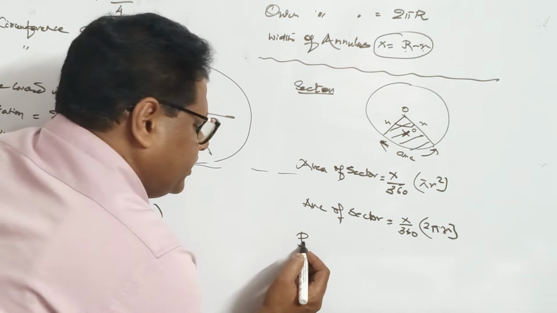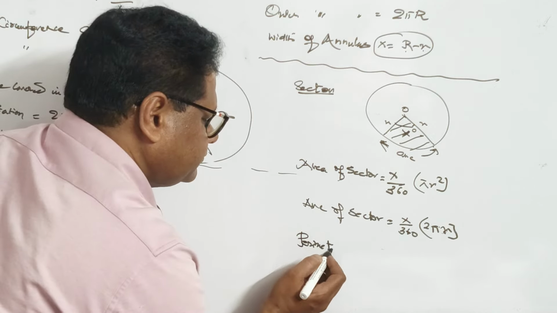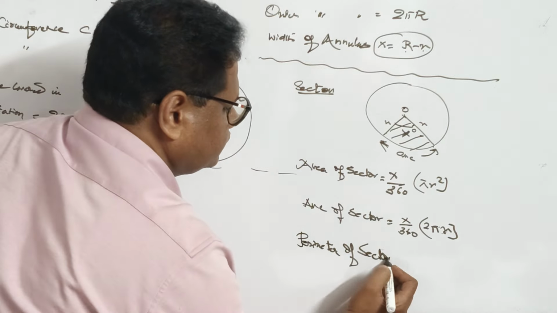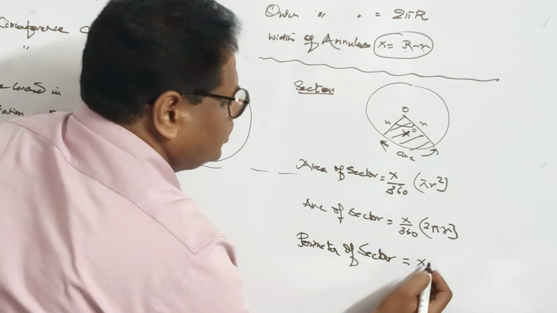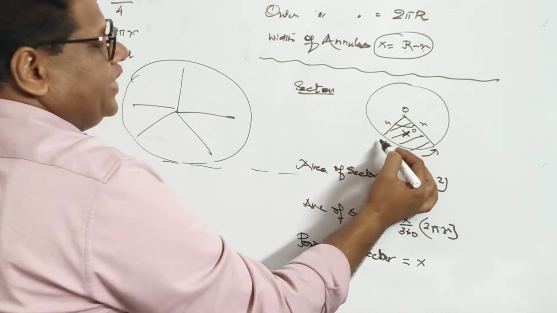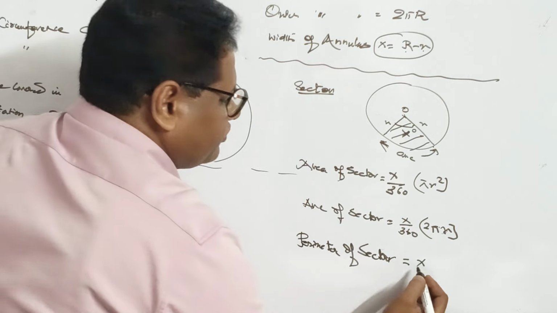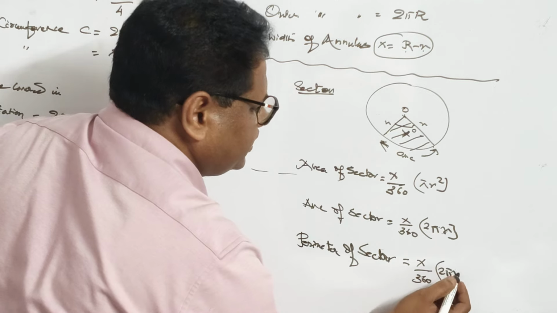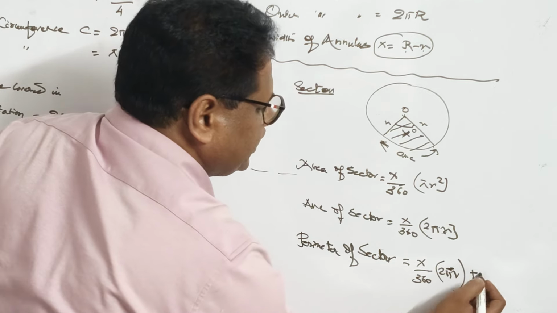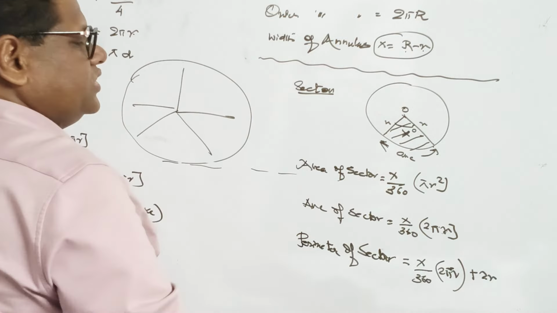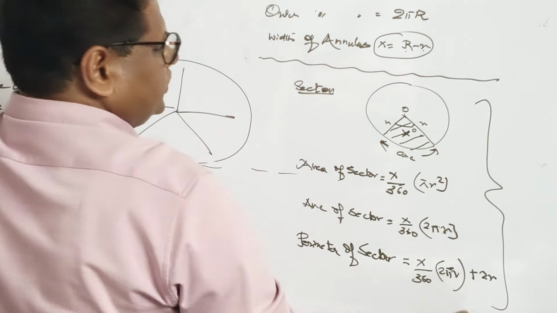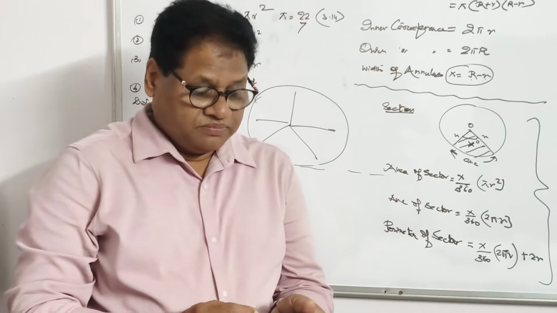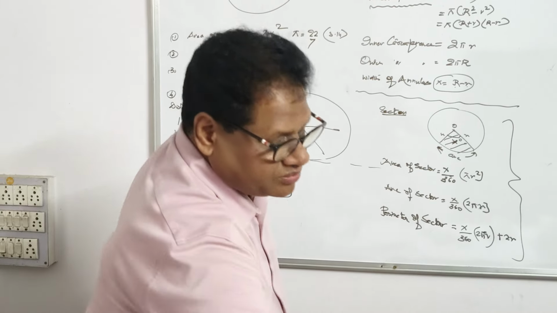Now if you want to get the perimeter of the sector, this is equal to, see, length of the two radii and the arc. This is called the perimeter of sector. So we have x by 360 of 2 pi r, which is the length of the arc, plus 2 times the radius. So this is all about a sector. Under this sector we are going to discuss about semicircle, quadrant. All these are different types of sectors.